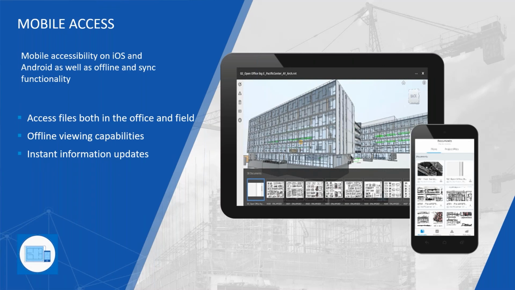BIM 360 makes project information available on any device so that team members can stay informed and up to date regardless of where they are working. Apps for iOS and Android offer viewing, markups, issues, and measurement tools on mobile devices, and document and folder access offline with sync to the cloud when connected.